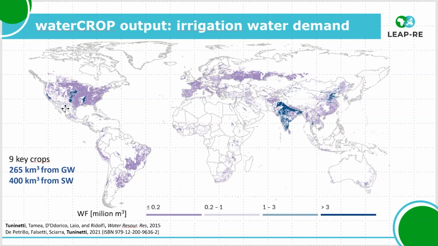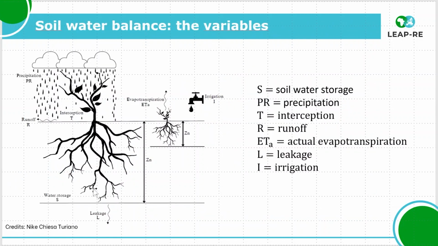How does it work? So WaterCROP is based on an agri-hydrological balance, where the key variable is the soil water storage, first of all. So basically the amount of moisture available in the root zone. So for each crop, depending on the rooting depth, which is introduced as an input variable, we can define a volume of water available along the growing period.